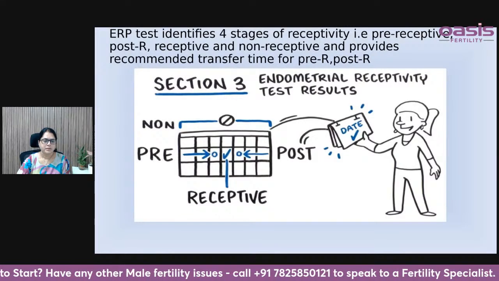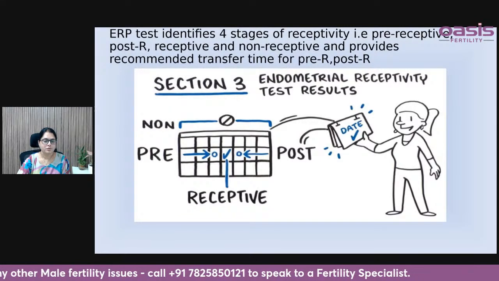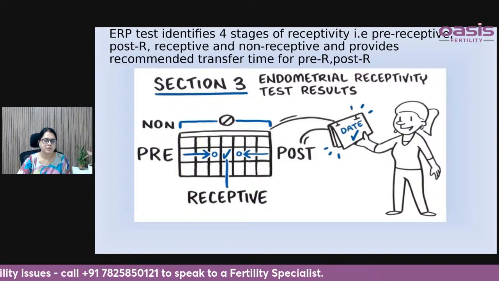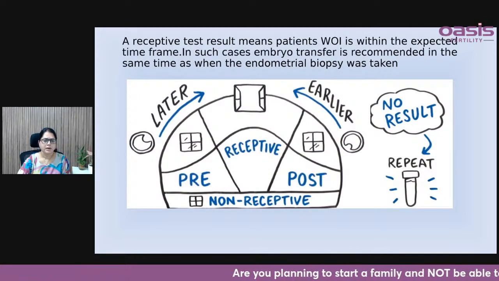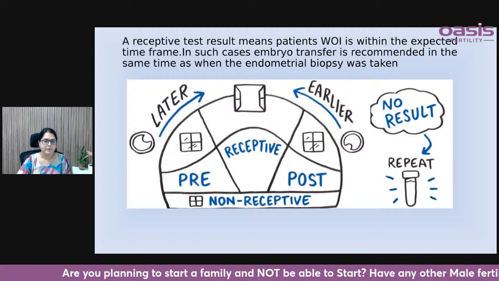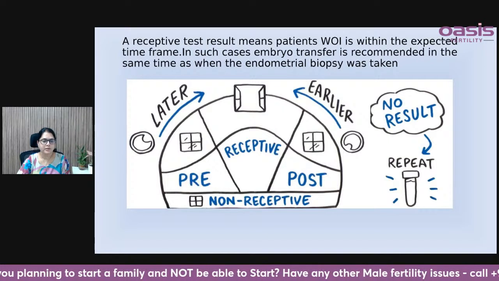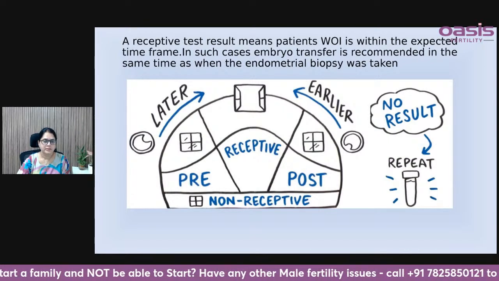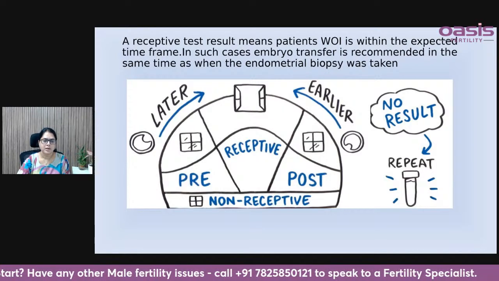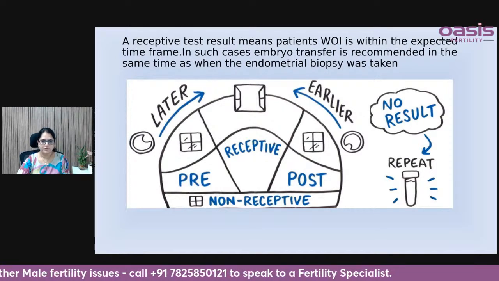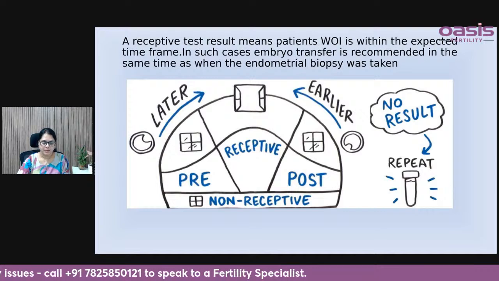An ERA test identifies 4 stages of receptivity, that is whether the endometrium is pre-receptive, post-receptive, non-receptive or receptive. A receptive test result means the patient's window of implantation is within the expected time frame. In such cases, embryo transfer is recommended at the same time as when the endometrial biopsy was taken.